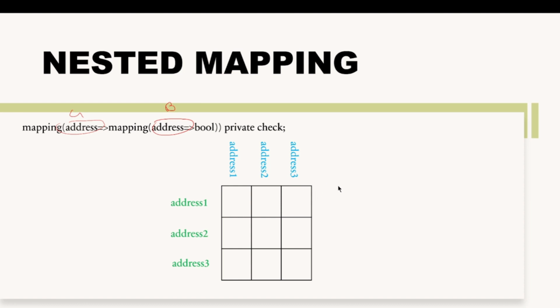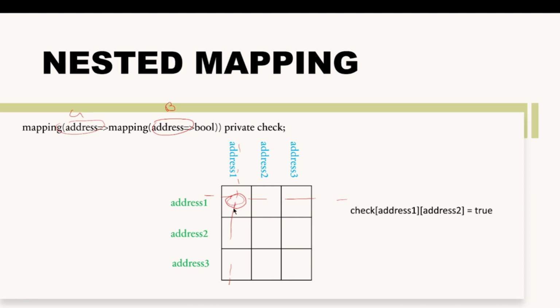Now let's say you want to insert some element inside this mapping. How will you do that? It's very simple. Let's say you want to store some value at this position. How can you reach this position? First of all, you go to the address 1 row, and then you go to the address 1 column. This is how you find the intersection: address 1 and address 1. The intersection point is this, and this is how you can insert a value into this slot. First you need to reach that slot, and then you can insert the value.